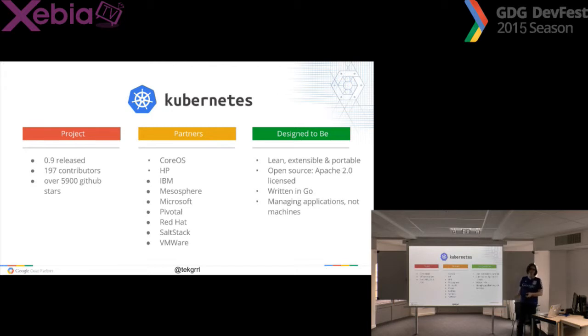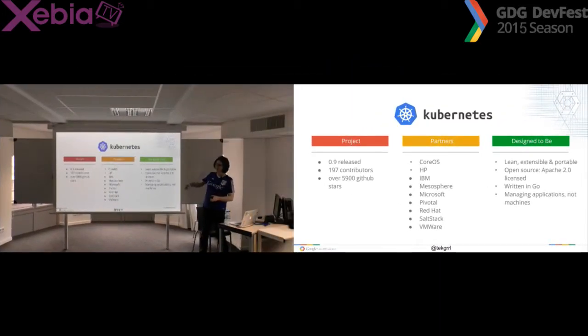I was actually looking on DigitalOcean's website today, and they have a great explanation of what Kubernetes is. Everybody is into Kubernetes, so it's not just Google. You can run this anywhere. It's a multi-cloud solution. And the idea is that it should be lean, extensible, and portable. It is written in Go, which is a good thing. Anything written in Go is a good thing.